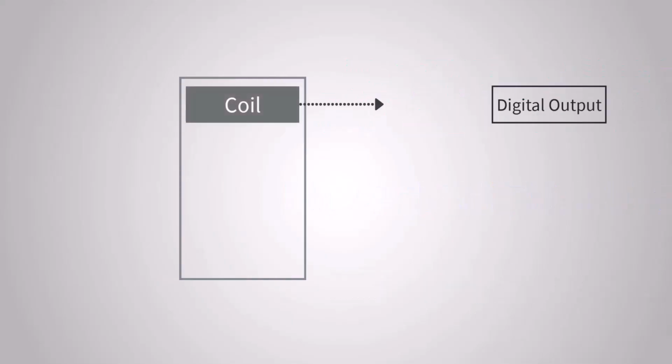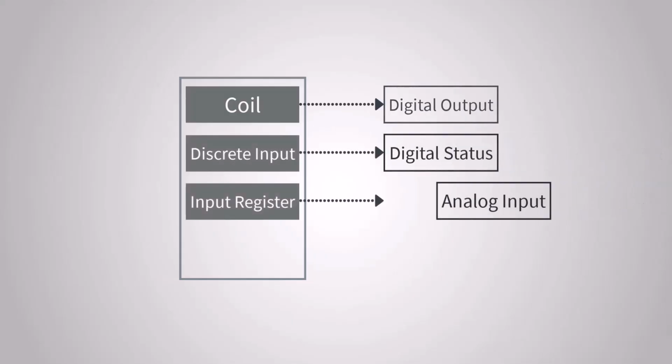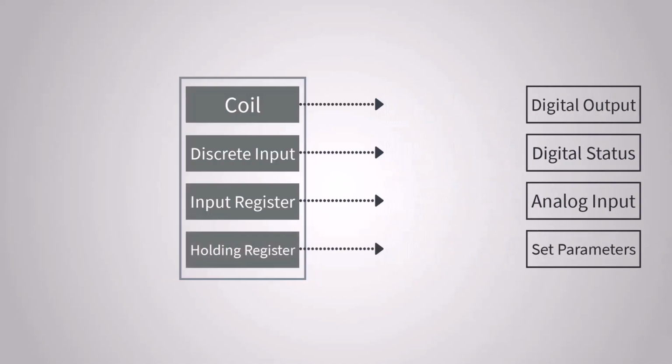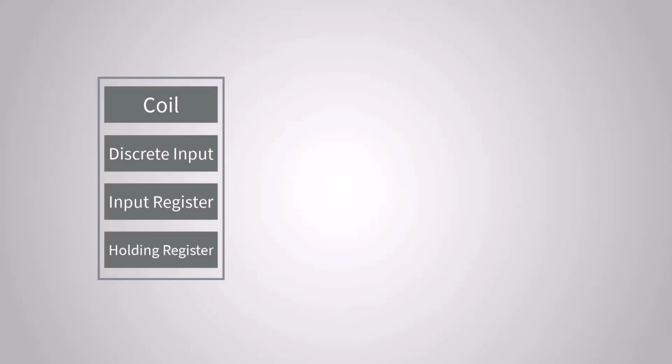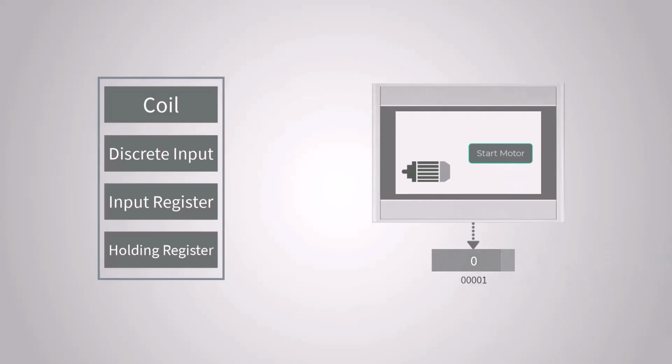Data is organized in memory areas: coils for digital outputs, discrete inputs for digital status, input registers for analog inputs, and holding registers for set points and process variables. For example, a temperature value stored in PLC holding register 40001 can appear instantly on the HMI gauge, while pressing a start motor button on the screen writes a value to coil 00001. This polling mechanism ensures near real-time synchronization between the operator interface and the controller.